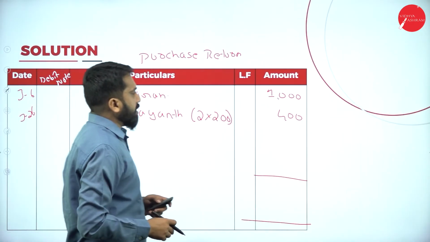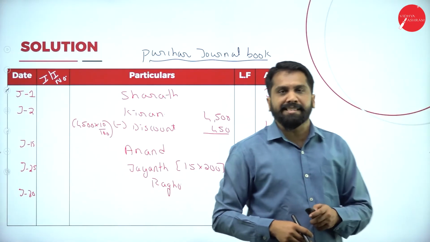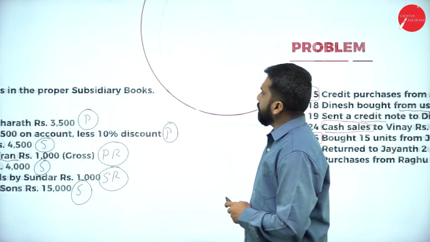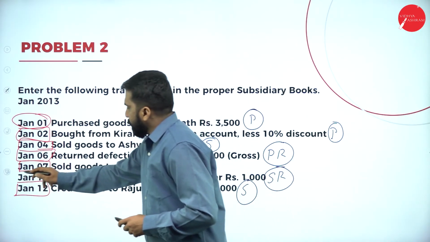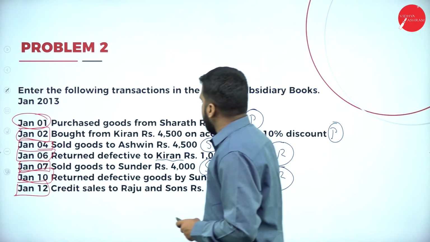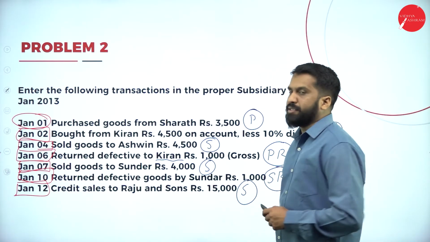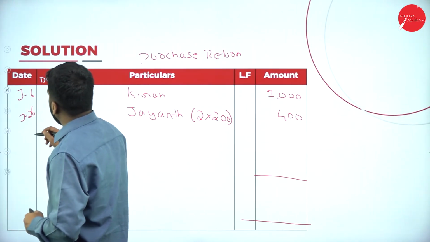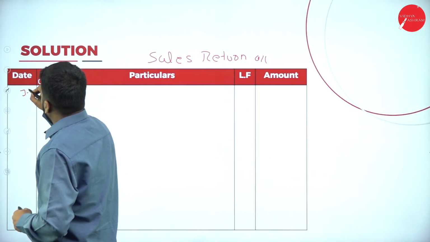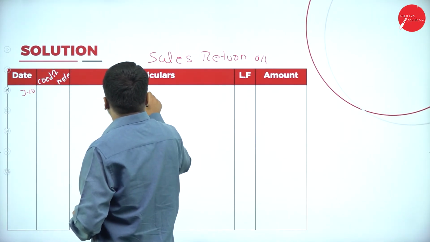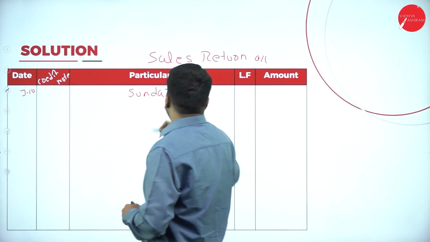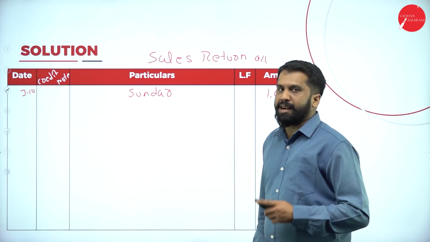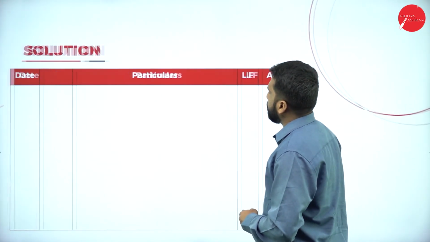Now, I'll go back to question. We'll see is there anything? Sales return. Now, in this we have one, that is January 10th. January 10th, Sundar, rupees 1,000. January 10th, Sundar, the value is 1,000. This is done. I'll go to last one.